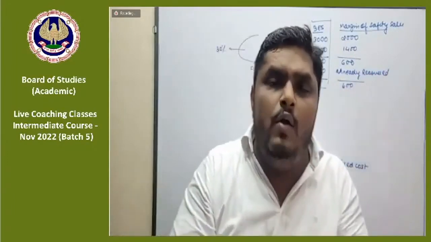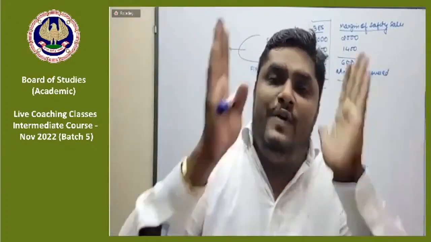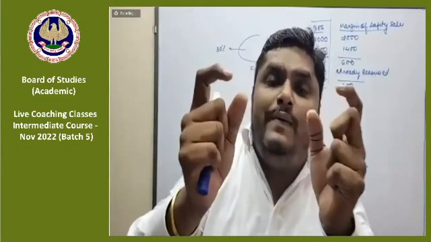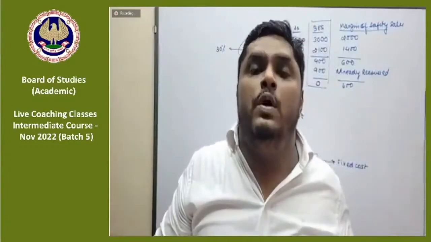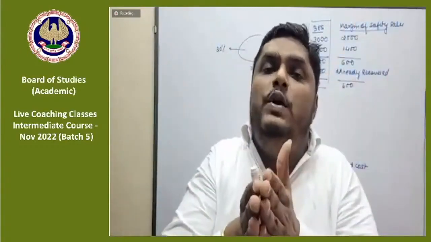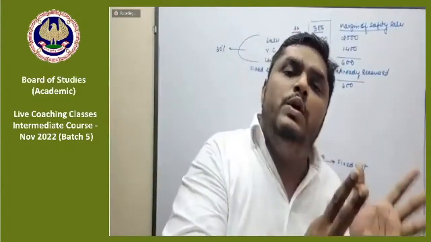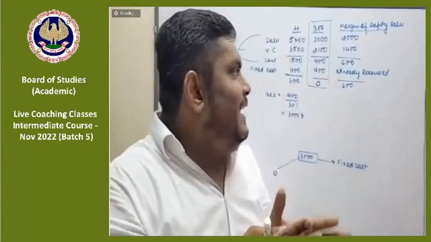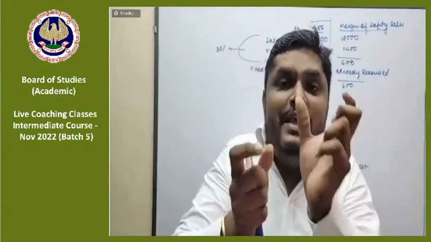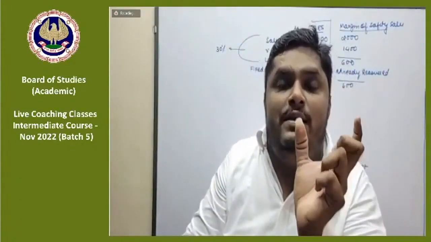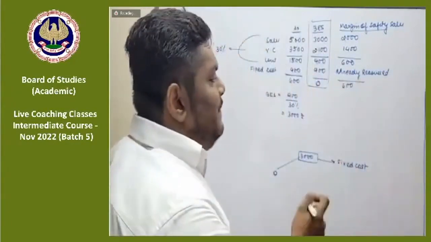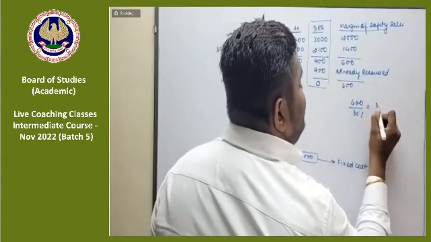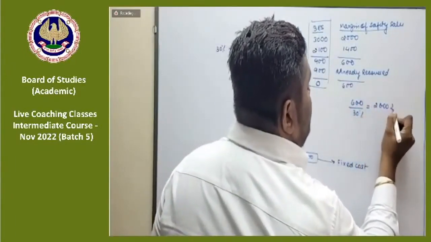So it means that once you recover your fixed cost, once you attain your break-even sales, whatever contribution we get from the extra sales is our profit only. So contribution can be divided in two parts. First, the contribution towards fixed cost, and second, the contribution towards profit. Once you cross break-even sales, if you want to calculate extra sales, very simple: 600 divided by 30%, that is 2,000 rupees.